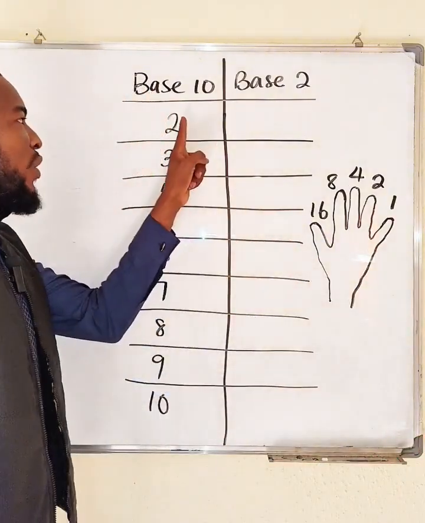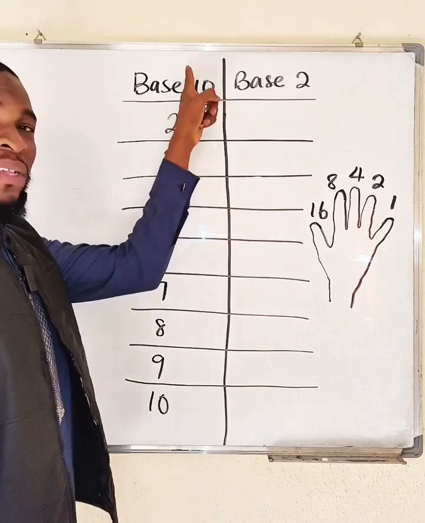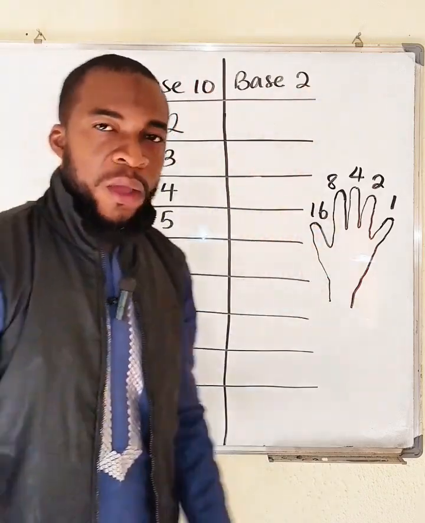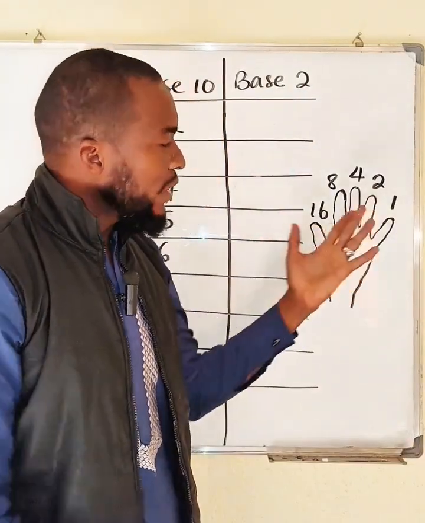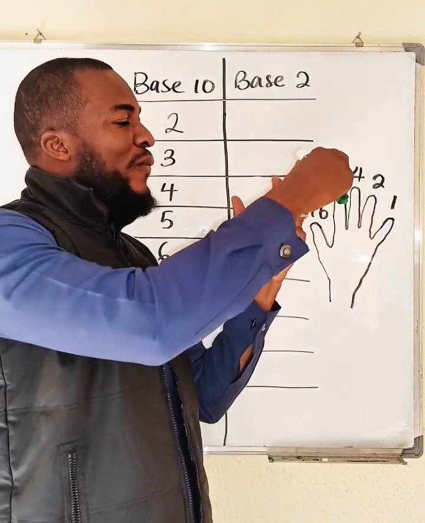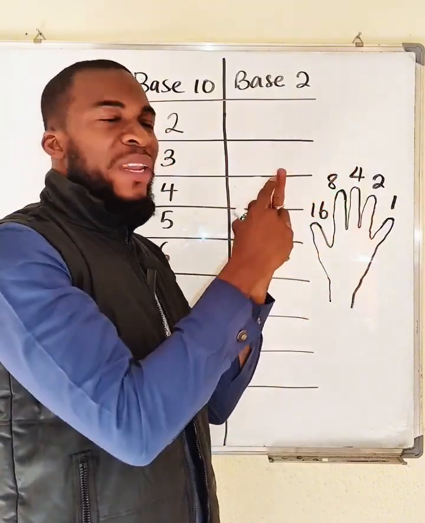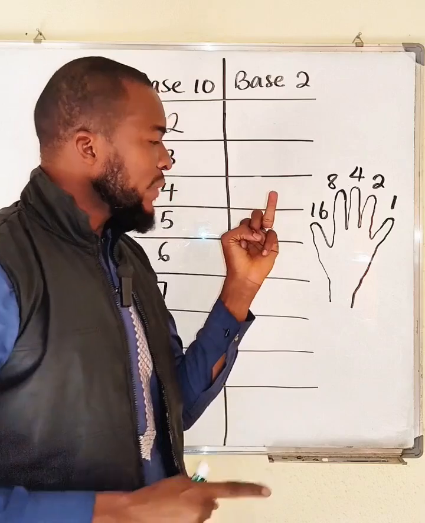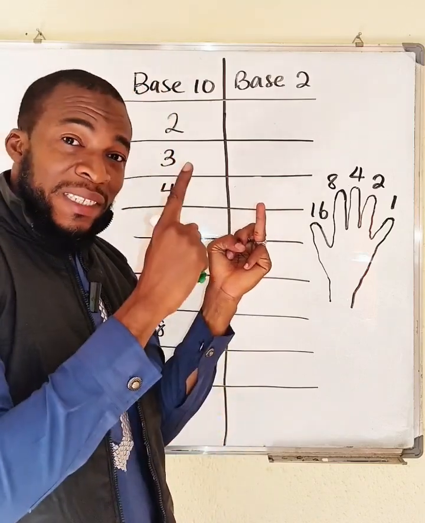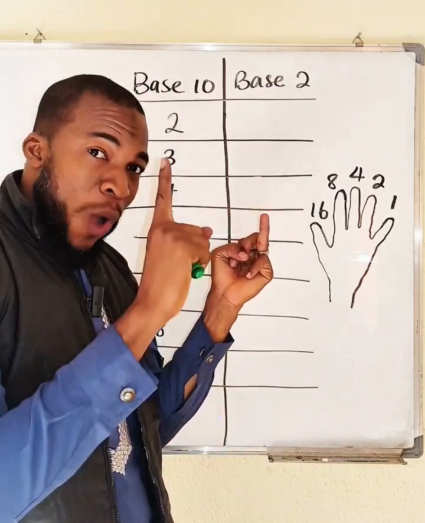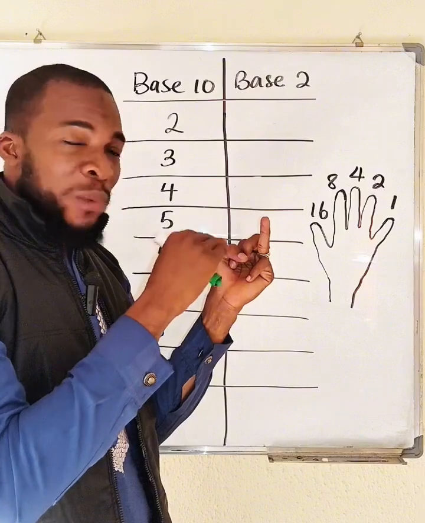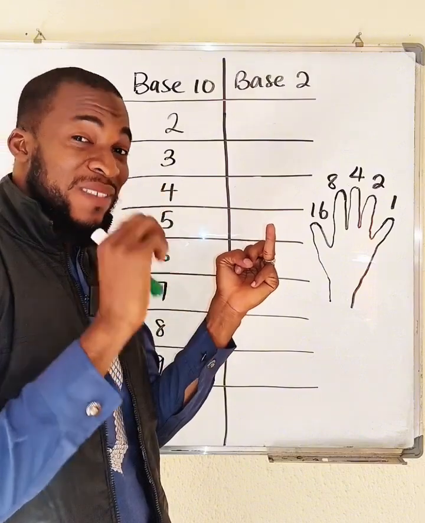All right, how do we convert 2, which is a number in base 10, to base 2? Locate 2. This is my 2, right? This finger is 2. So you should fold the rest. We only have 1 finger standing. So fingers standing should be considered as 1. Those that have been folded should be considered as 0.